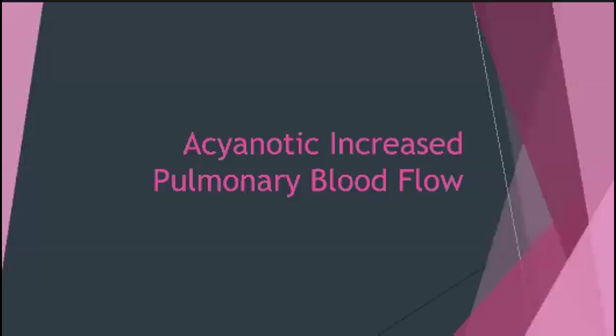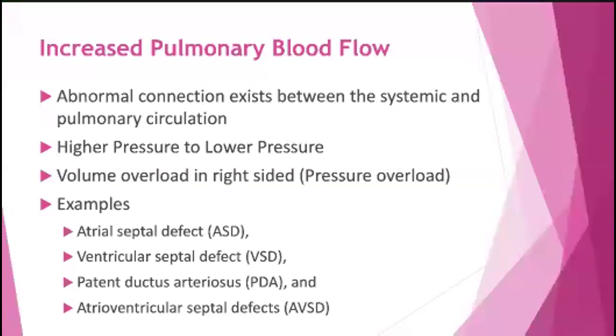So, starting with our acyanotic increased pulmonary blood flow. This is going to be our atrial septal defect, our ventricular septal defect, our patent ductus arteriosus, and our atrioventricular septal defect, also sometimes known as atrioventricular canal. So, left to right shunt pushes oxygen-rich blood into the right side, and thereby more goes into the lungs and more backs up into the body. This makes the lungs overloaded and the heart works harder and eventually leads to heart failure if untreated.